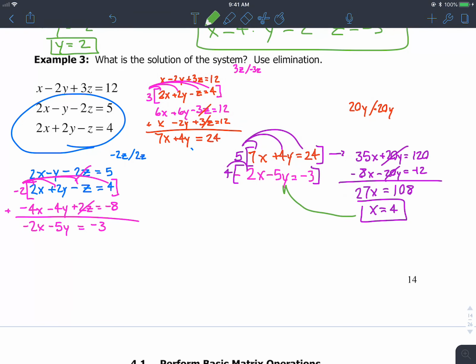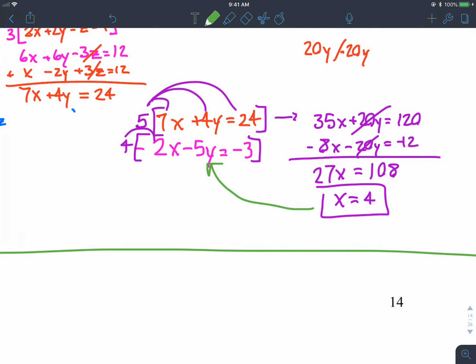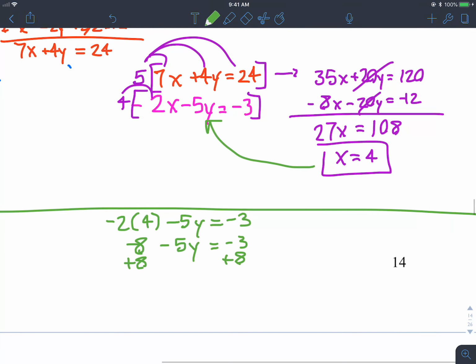So now we need to take x equals 4. We're going to plug it back into one of the new equations here. One of the result equations right there. The second one looks a little bit easier, in my opinion. So we'll plug that in. 2 times 4, and then minus 5y equals negative 3. So that's negative 8. And we're going to add 8 to both sides. So that's negative 5y equals 5. And then divide by negative 5. That's y equals negative 1.